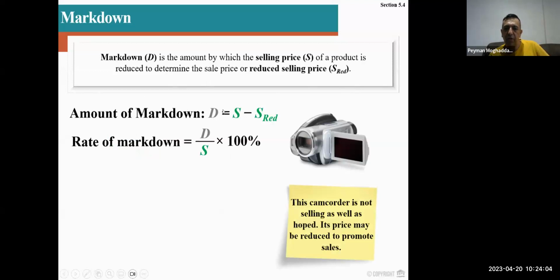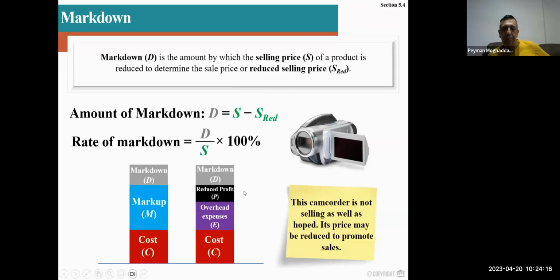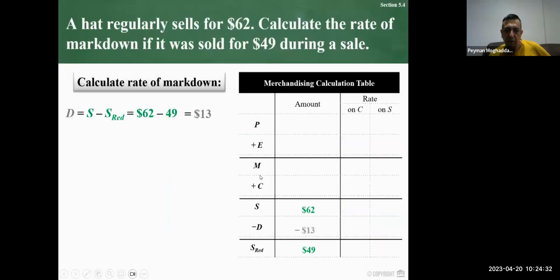Then you can find markdown is going to be selling price minus reduced selling price, and rate of markdown is going to be markdown divided by selling price multiplied by 100. Okay, that's going to be rate of markdown. And basically, when you mark it down, your previous profit is going to be reduced, right? How much is going to be reduced? The reduced profit is going to be previous profit minus markdown, right? So that's going to be your reduced profit.